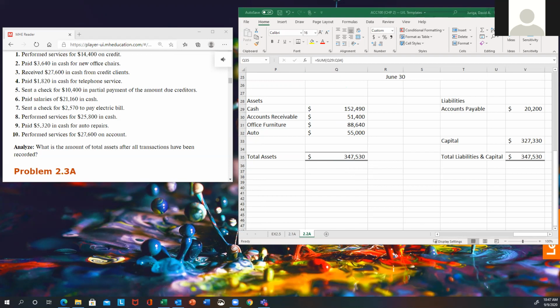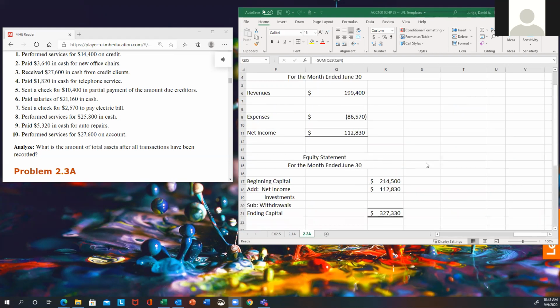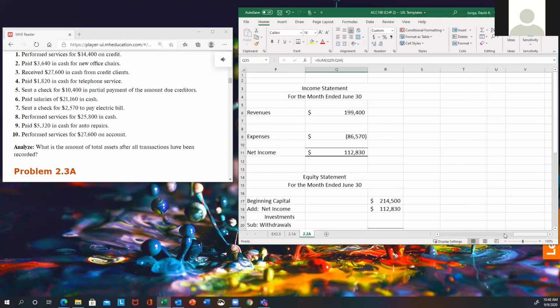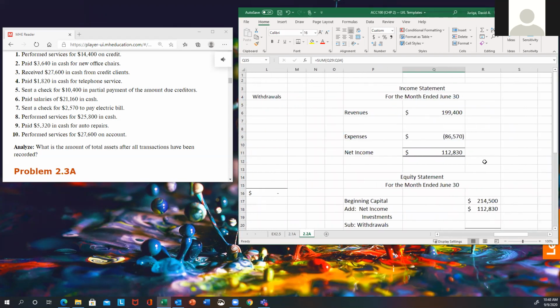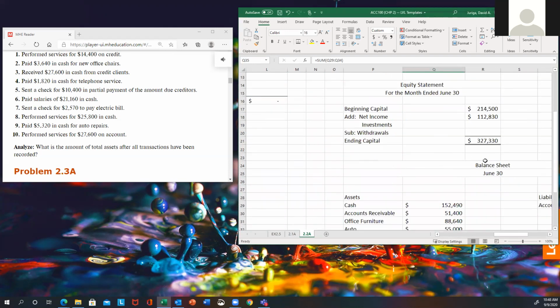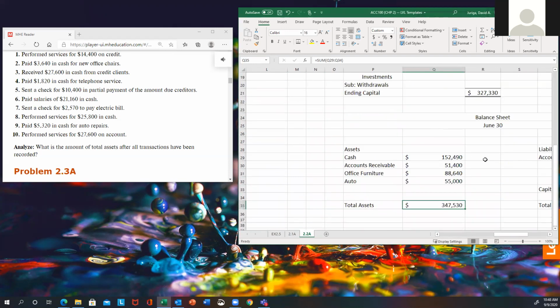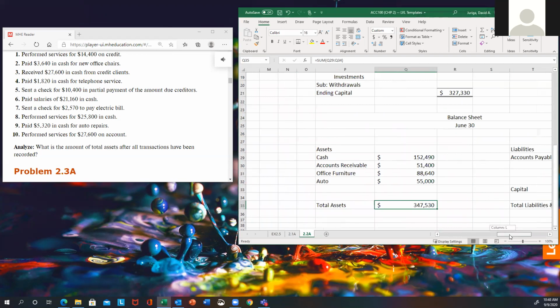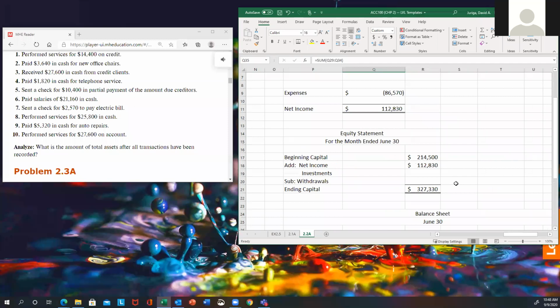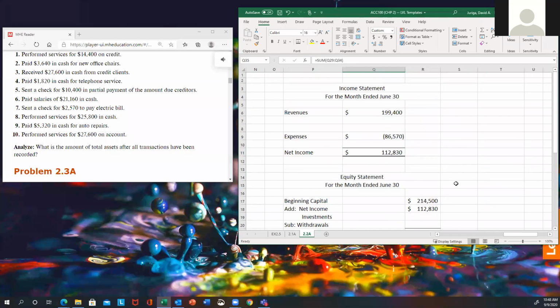Okay. Are there any questions? I know I went through these last two pretty quickly because I'm just going to watch my time, but are there any questions on either the income statement, the equity statement, or the balance sheet? Anything I just showed you? All right, if it seems good, that's awesome.